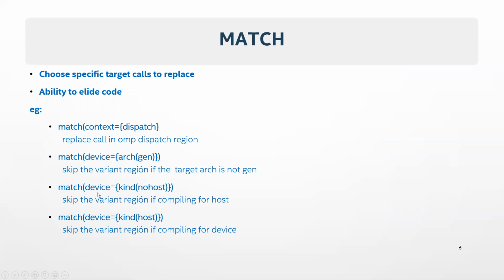And then the other one is where you can use a kind no host. So basically, you want to have specialized code for host or for the device. So when you specify no host, that code will be enabled, or that variant will be enabled, only when you're compiling for the device. And when you're compiling for the host, that code will be skipped. And similarly, when you specify a kind host, the code which you use here will be skipped for the device, but will be used for the host.